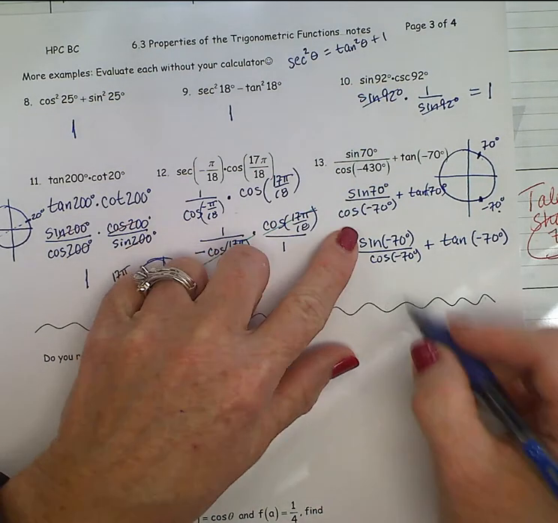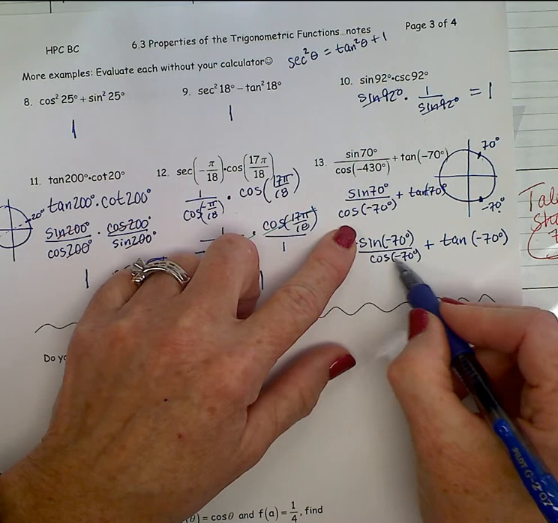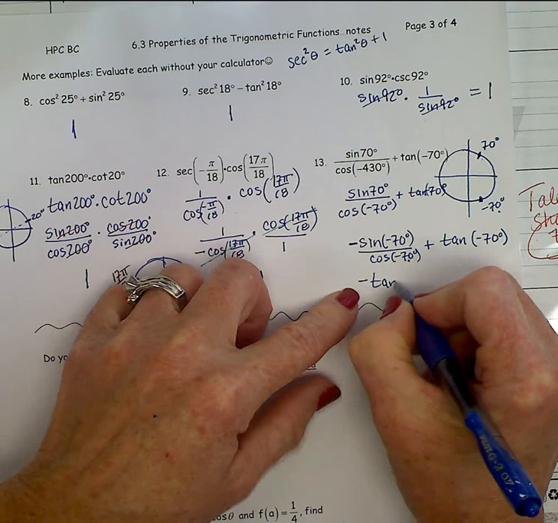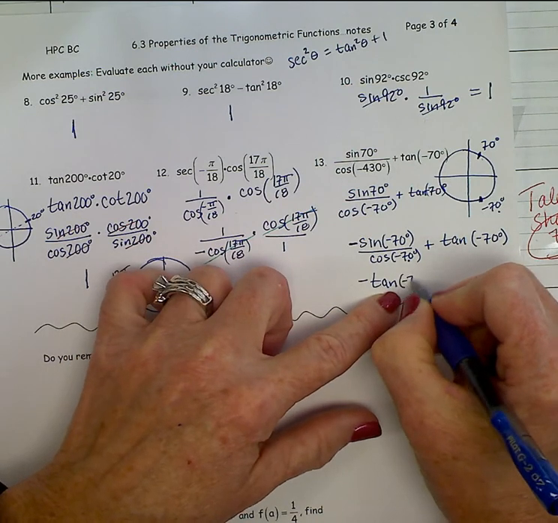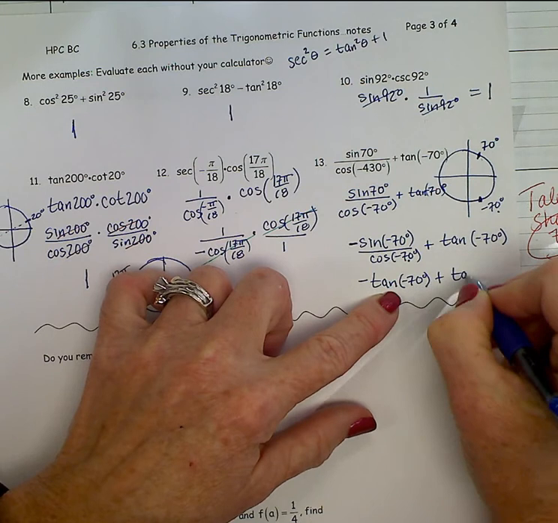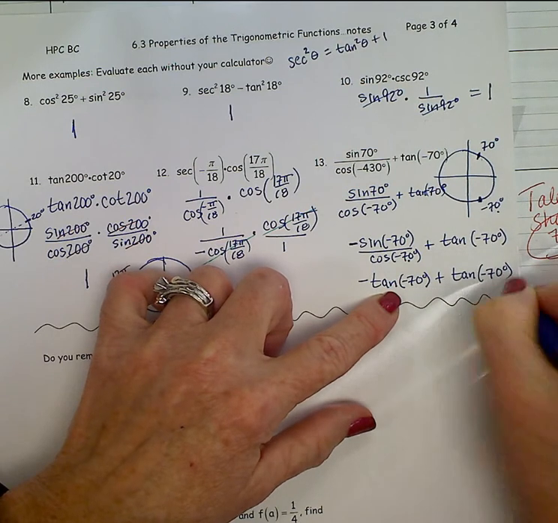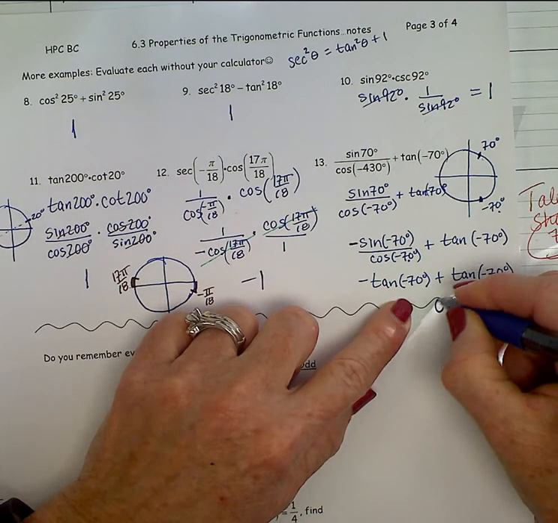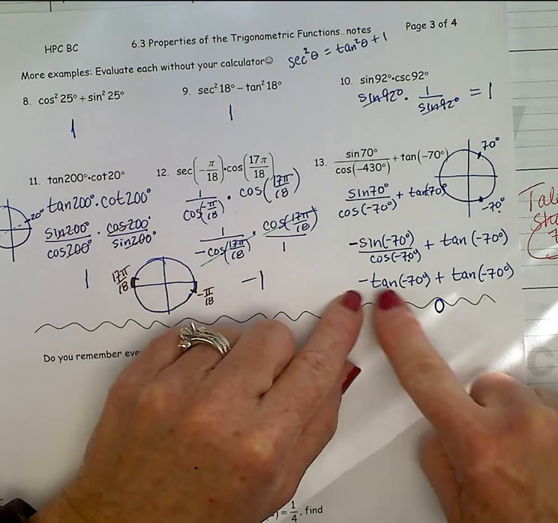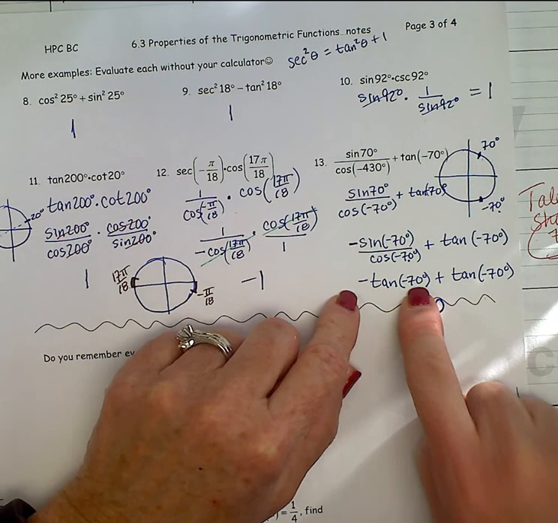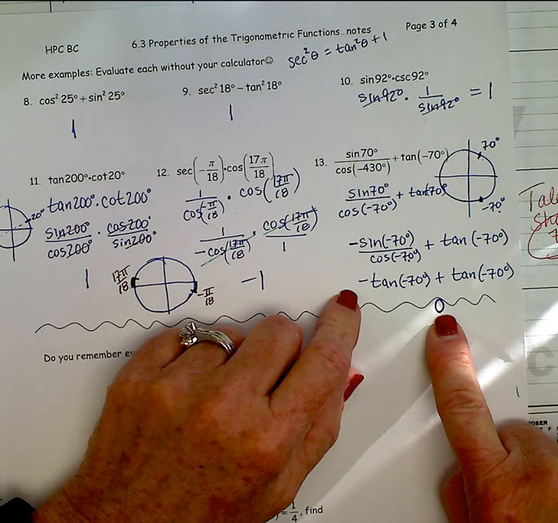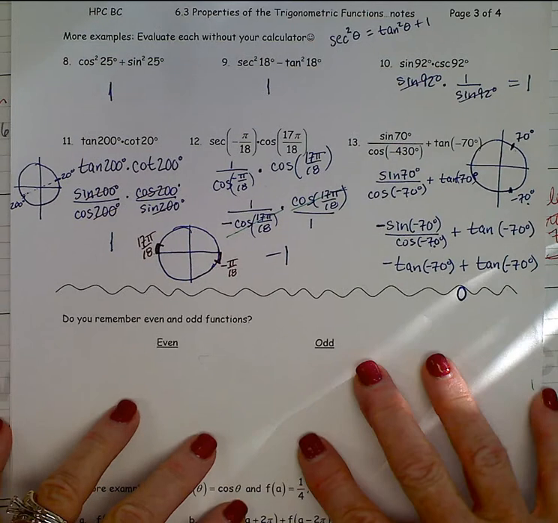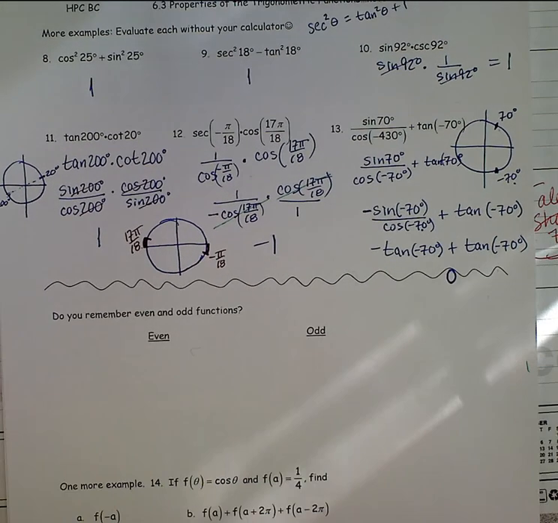Oh, look at this. Sine of something divided by cosine of something. That's tangent. So we have the negative tangent of negative 70 degrees plus the tangent of negative 70 degrees. That's 0. Tangent of something minus tangent of the same something, that's 0. These are tough when you have to change around the angles. They take practice. Draw the circles and visually look and think about the symmetry of the circle.